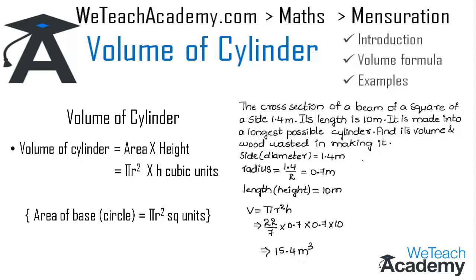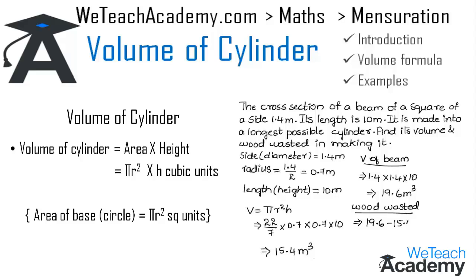Now let us find the volume of beam. Volume of beam is given by just multiplying the sides, that is 1.4 into 1.4 into the length 10. So here by multiplying, we get the product as 19.6 meters cube. Now let us find the volume of wood wasted. Volume of wood wasted can be given by subtracting the volume of cylinder from the volume of beam. So here we get 19.6 minus 15.4. And by subtracting, we get 4.2 meters cube as the volume of wood wasted.